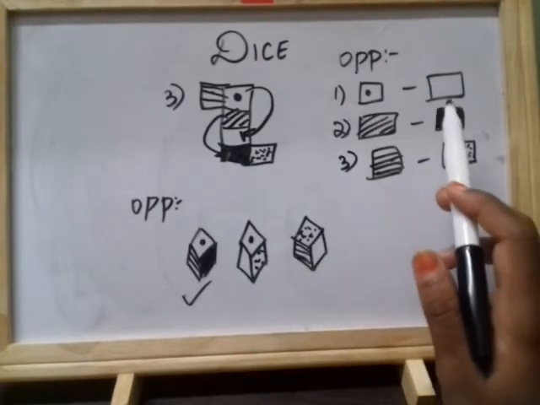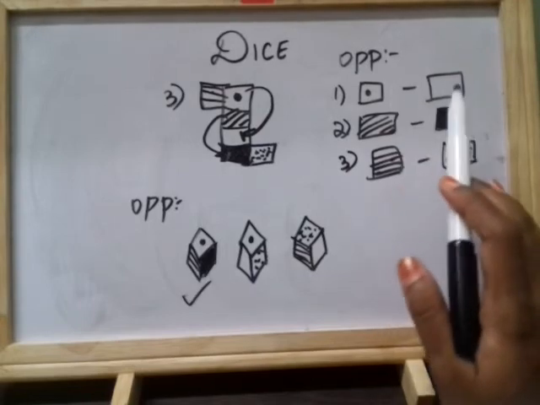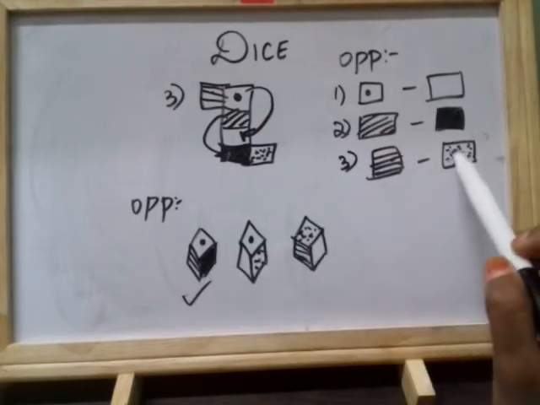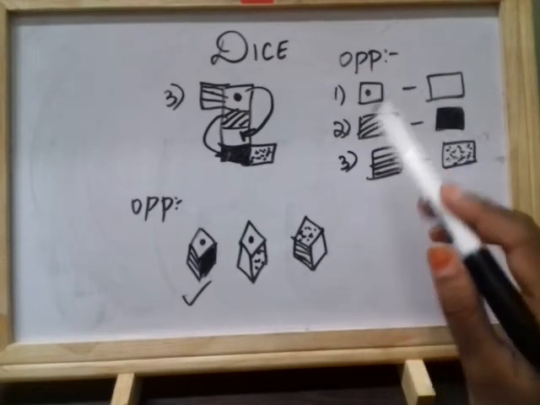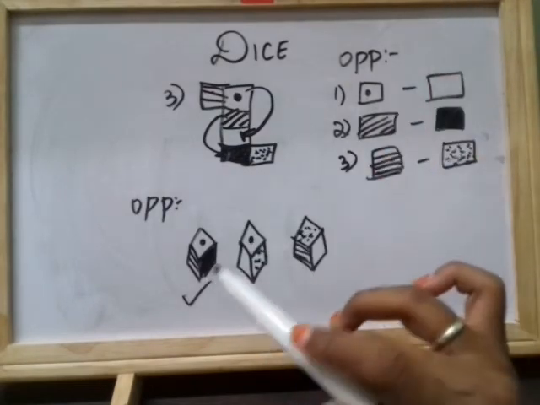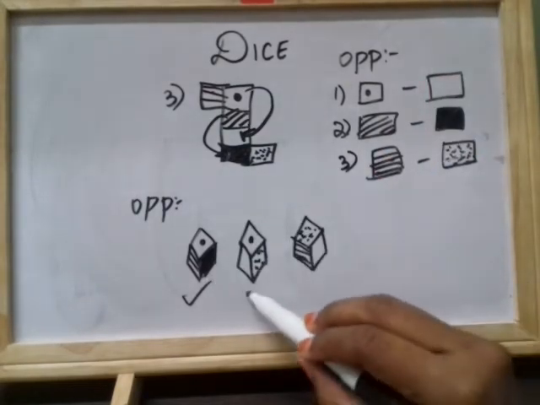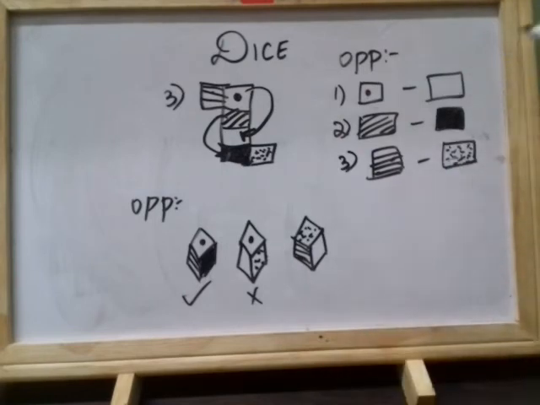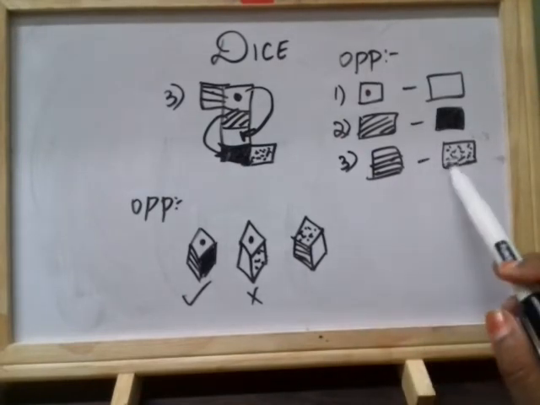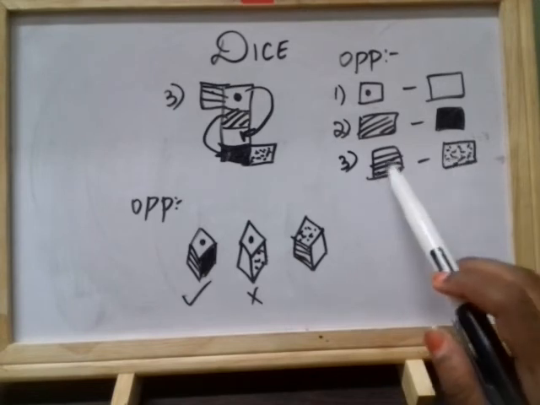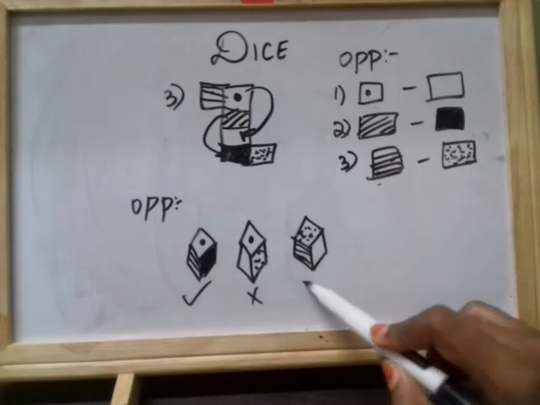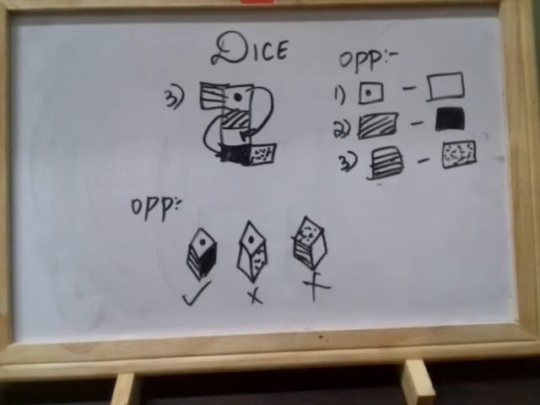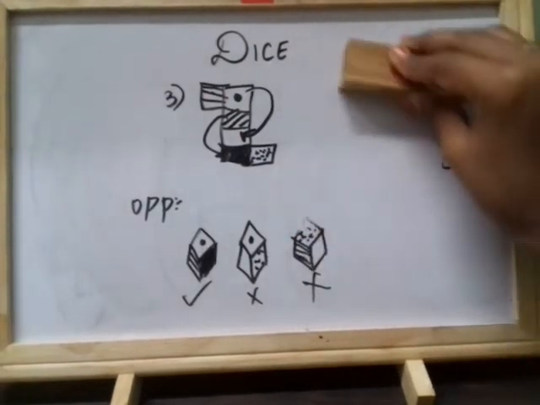Next, dot, white color or plain one, and then a dotted structure. Here white and dot are opposite pairs but are given adjacent in the options, so this is not true. And the next one is dotted structure, slanting lines. Here these two are opposite pairs but are given adjacent to each other, so this is false. So option 1 is correct. These are the 3 ways in which the questions may arise in dice.